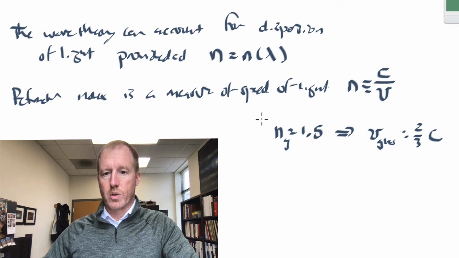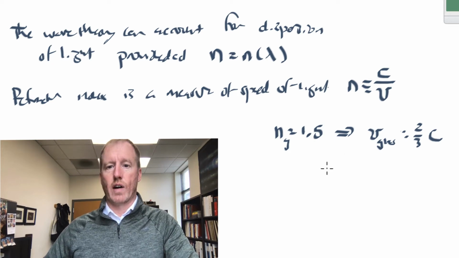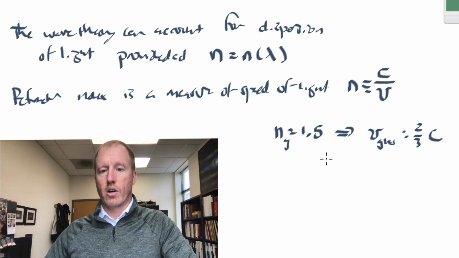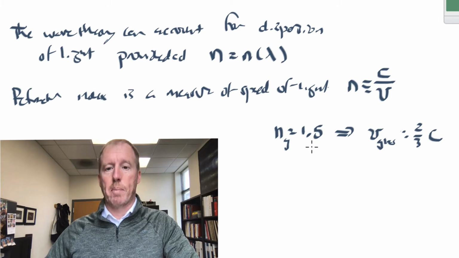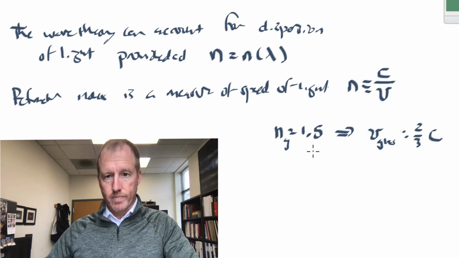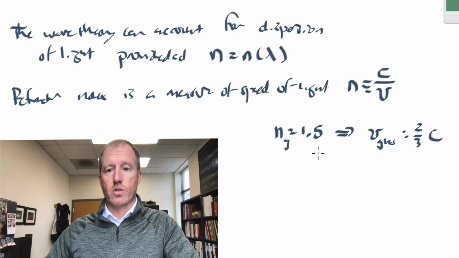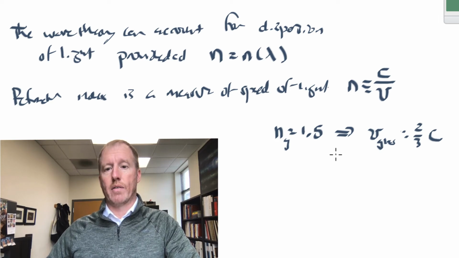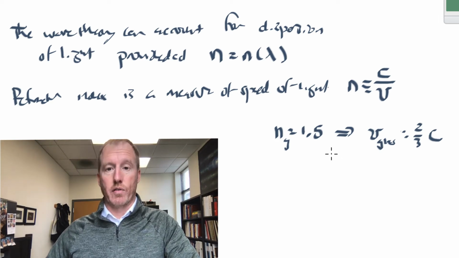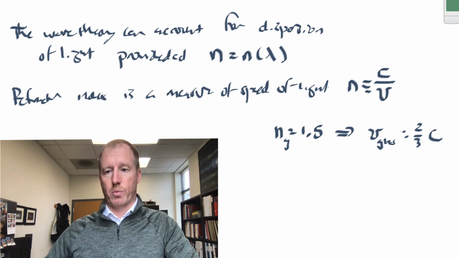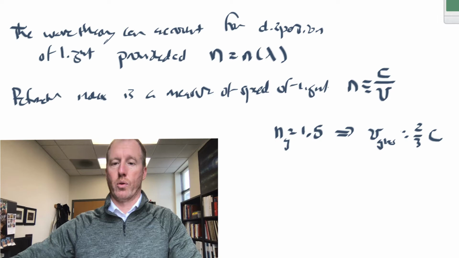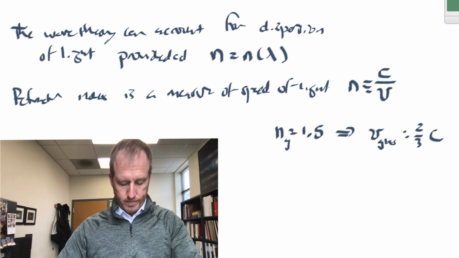But notice when we do this, we're saying that there's a single refractive index. What he is saying here is that the refractive index actually depends on the color, depends on the wavelength. So red light would have a slightly different refractive index, a slightly different speed than yellow light, than blue light. And that is what accounts for dispersion according to the wave theory of light.